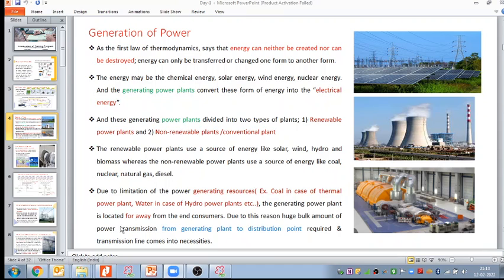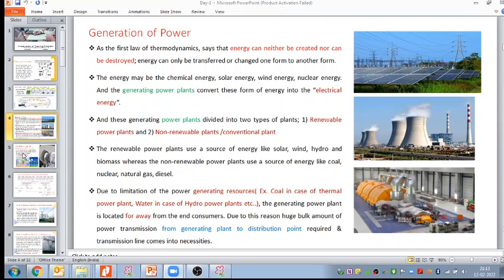Generating power plants are located far away from the end consumers. Due to this, a huge bulk amount of power needs to be transmitted from the generating plant to the distribution point, at distribution substations, and this requires transmission lines and distribution lines. That is why transmission and distribution come into the picture, and through that, the switchyard or substation also comes into the picture.